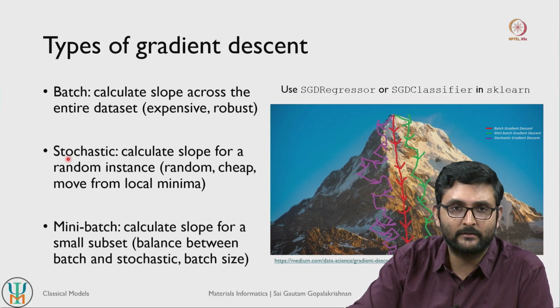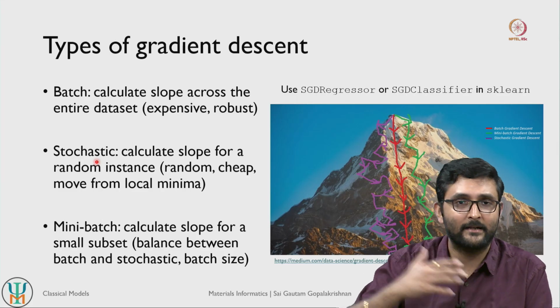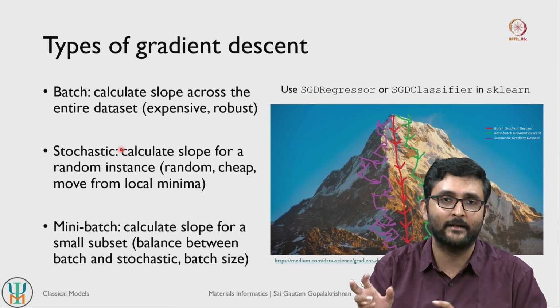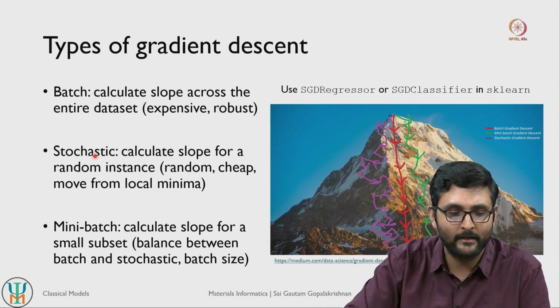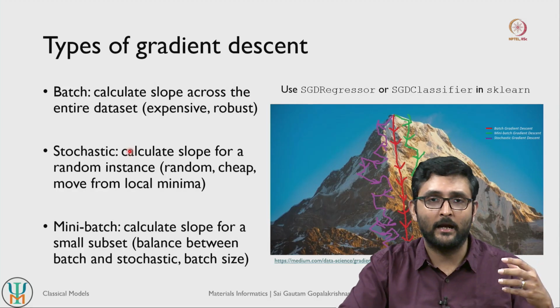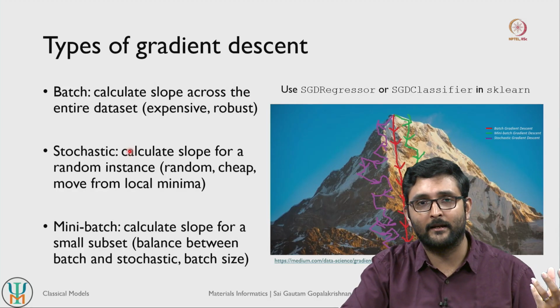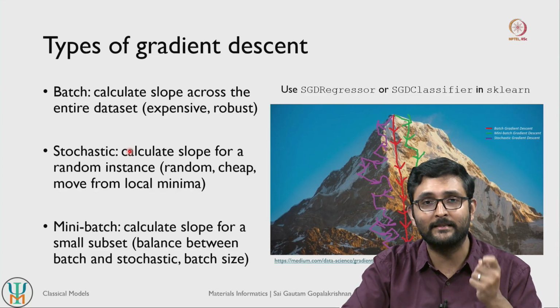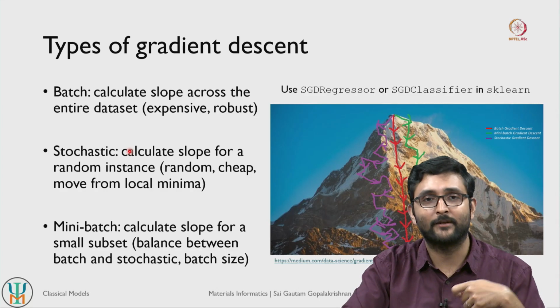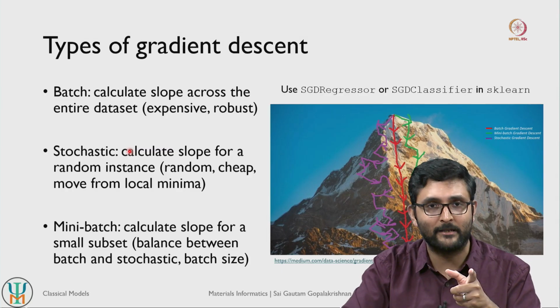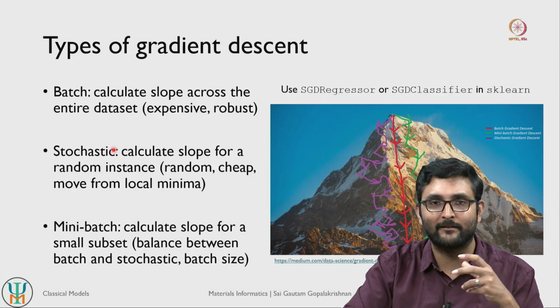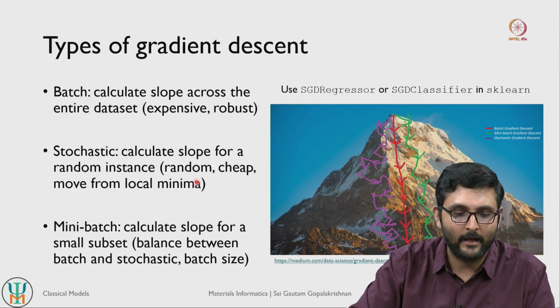So you can also think of a completely extreme opposite of batch gradient descent, which is referred to as stochastic gradient descent or SGD. In stochastic gradient descent, you don't take the whole data set to calculate the slopes. You just take one instance or one data point at random, you calculate the slopes, determine the maximum direction, and then you go down that direction. So that's why it's called stochastic. Stochastic means random.